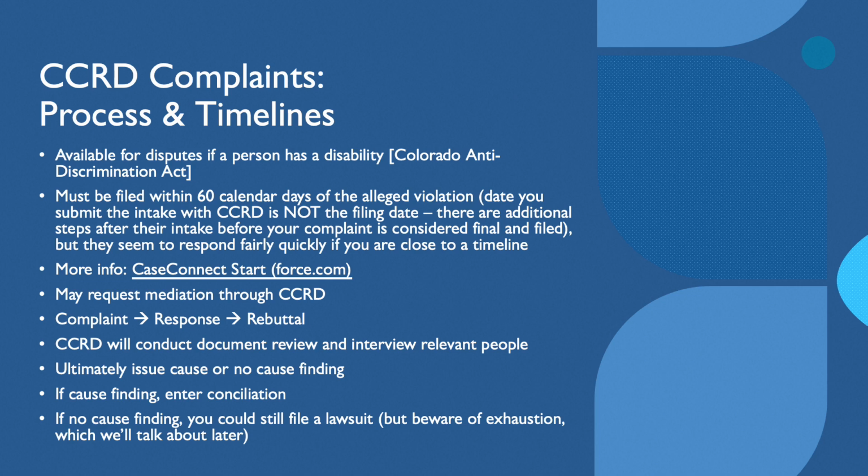CCRD then reviews documents and interviews relevant people. After the investigation, they issue a cause or no cause finding. If there is a cause finding, there is mandatory conciliation, which is like mediation, but not voluntary, and the complainant has a little more leverage since there has been a violation finding. If there is a no cause finding, you could potentially still file a lawsuit, but you need to be aware of the exhaustion requirement in education cases, which could preclude you from doing this until after you go through the due process procedures that we previously talked about.